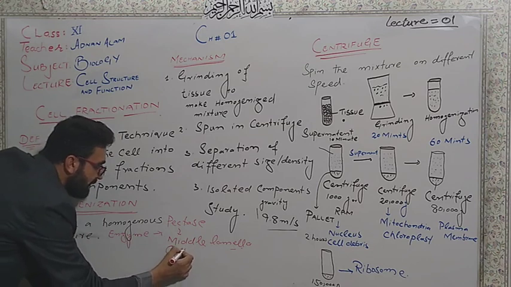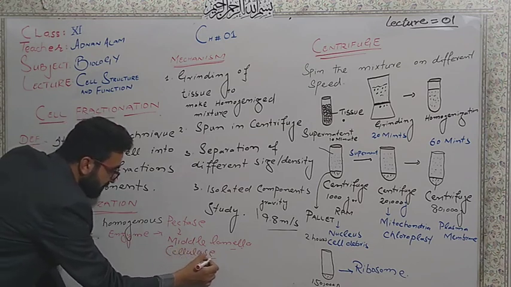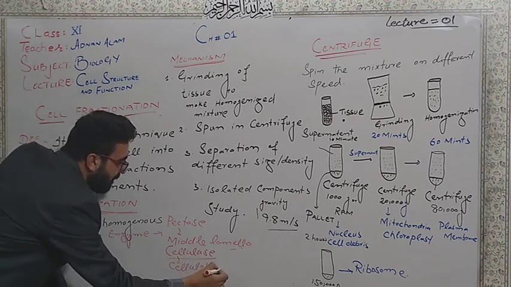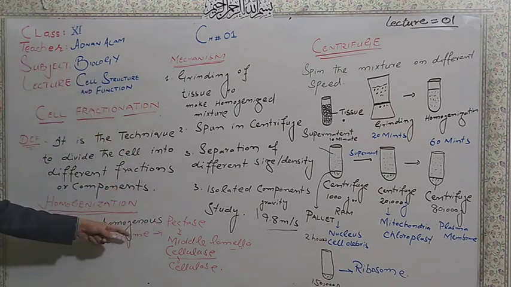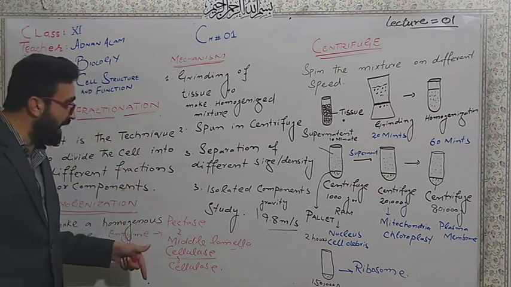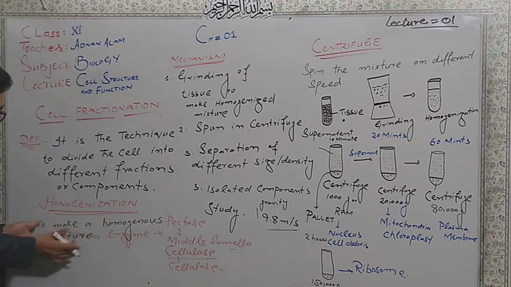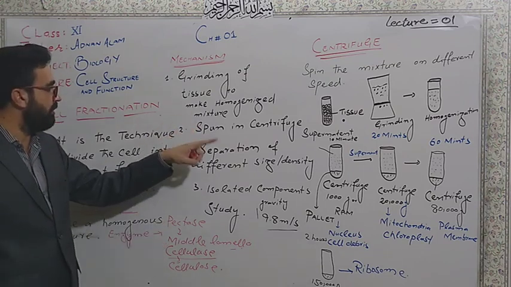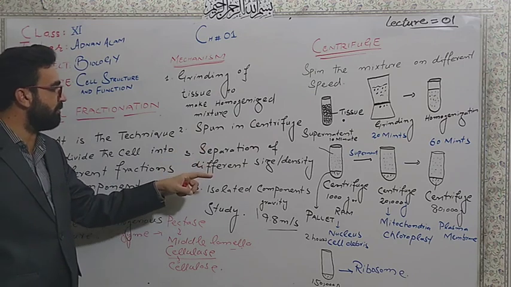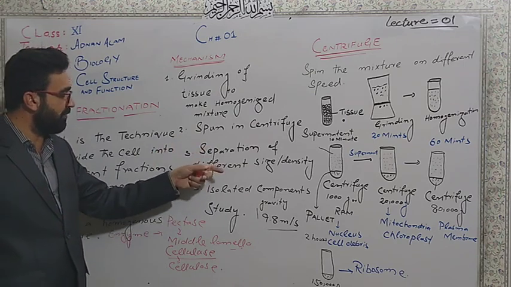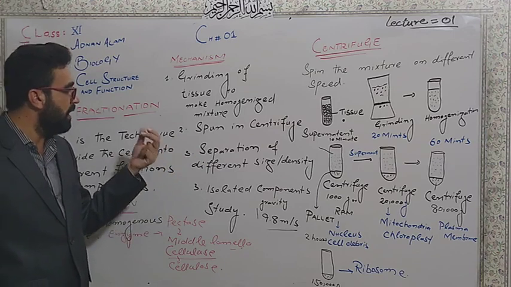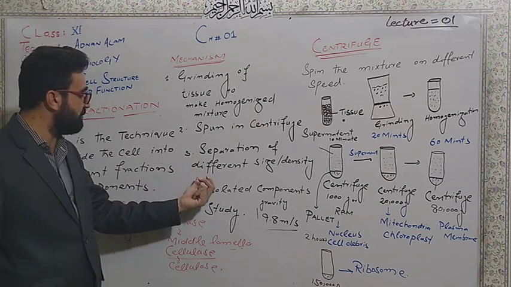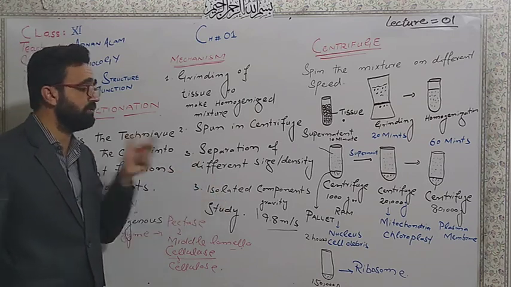If we use cellulase, an enzyme, it will break the cellulose component. So by grinding and applying different types of enzymes, we will get a homogeneous mixture, and then we will centrifuge it, and after centrifugation we will separate particles of different size and different density. We will separate them, and then after isolation we will study them.